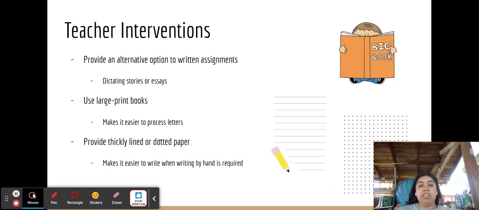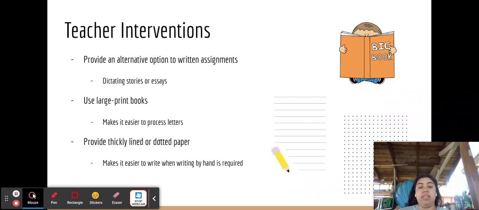And here are some teacher interventions that I could do to help with these students. I can provide an alternative option to written assignments where the student might either dictate stories or essays rather than writing them. I can use large print books where it makes it easier for them to process letters. And I can provide thickly lined or dotted paper, and this makes it easier for them to write when writing by hand is required.